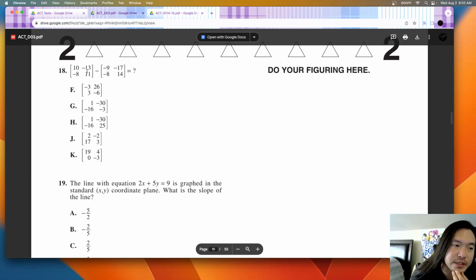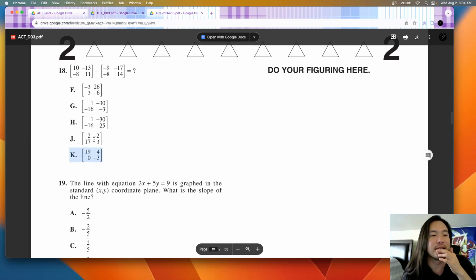So if you have two matrices and they're asking you to add or subtract, all you need to do is find the corresponding numbers, right? The matching numbers. Here they're asking you to subtract, so you do 10 minus negative 9, and then you do negative 13 minus negative 17. So 10 minus negative 9 is 19. You can actually stop there. The answer is K, because none of the other answer choices has a 19 for the first number.